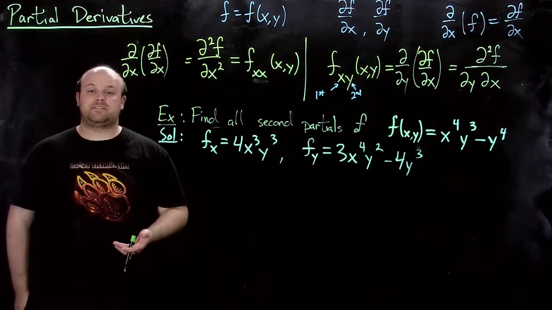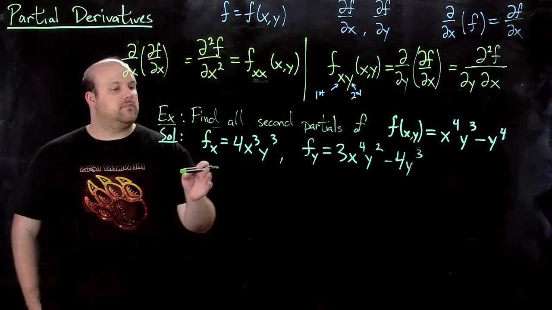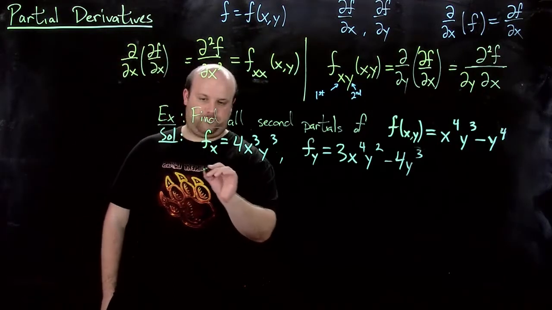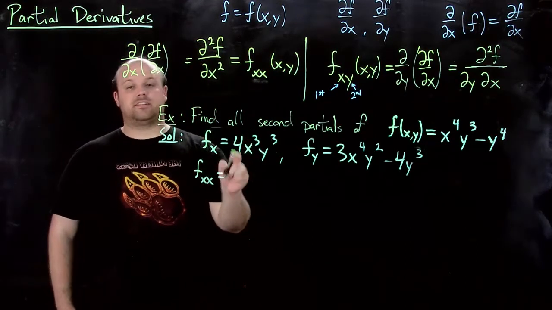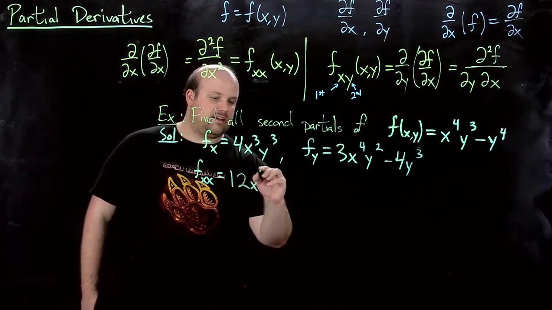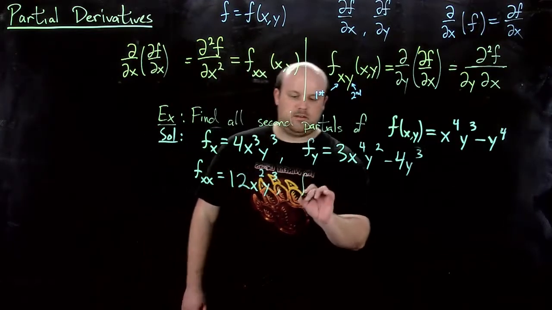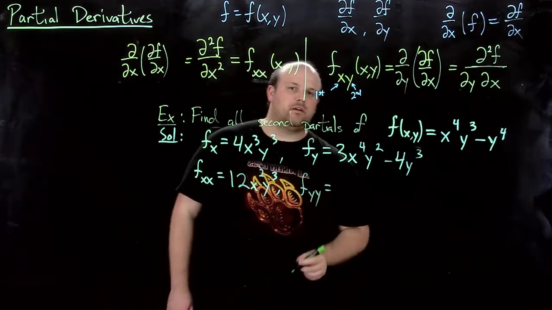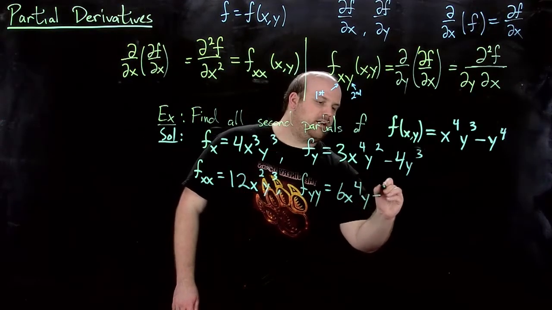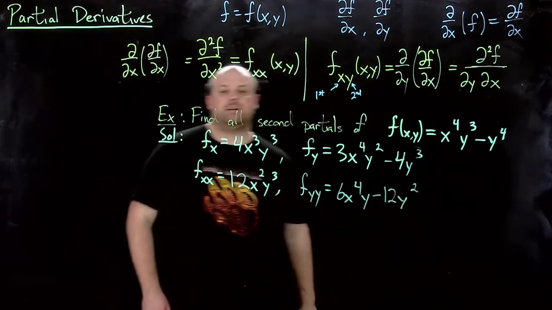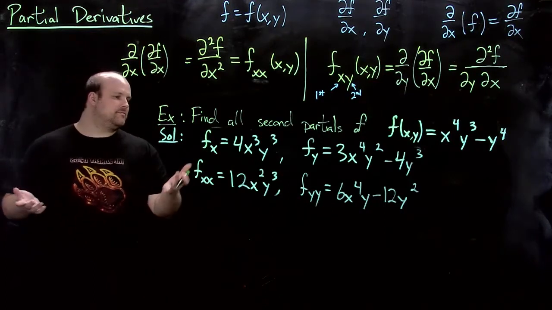Now we have to take the derivatives of those to get the second derivatives. So let's start by finding fxx and fyy. The 3 is just going to come down here, and we're going to get 12x squared y cubed. And over here, for fyy, all we're going to get is 6x to the fourth y minus 12y squared. All right, that's great.